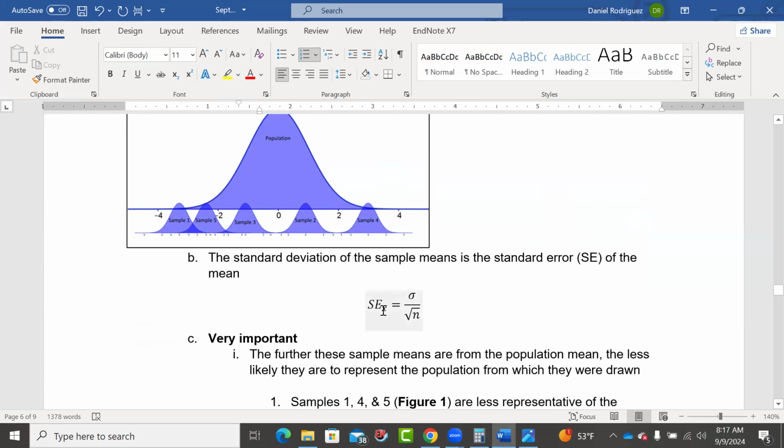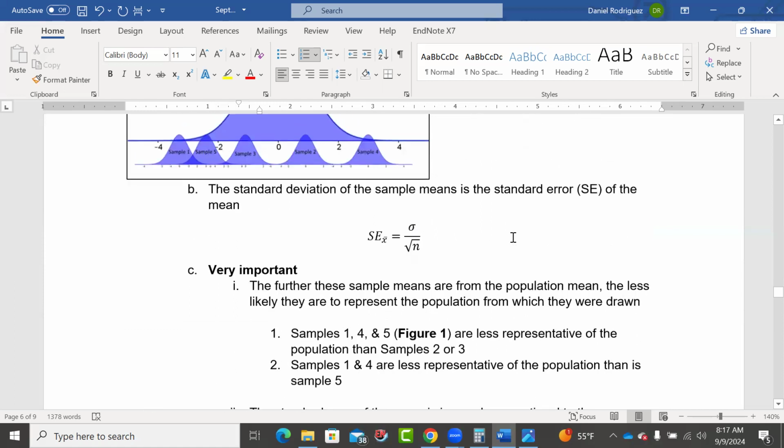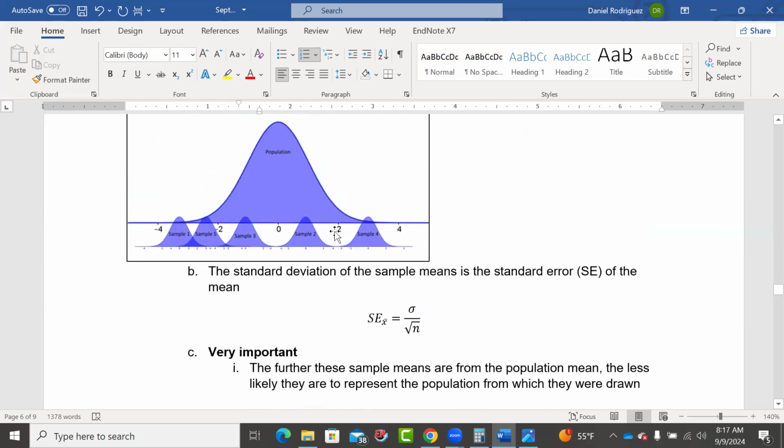It's the standard error of the mean, and it's sigma, the population standard deviation, divided by the square root of the sample size. So basically all we're doing here is weighting it for the sample size. This is essentially the same as looking at the standard deviation of the entire population, but we have to take into account that we have different sample sizes.